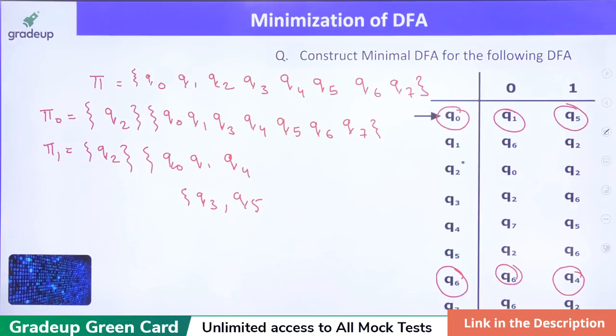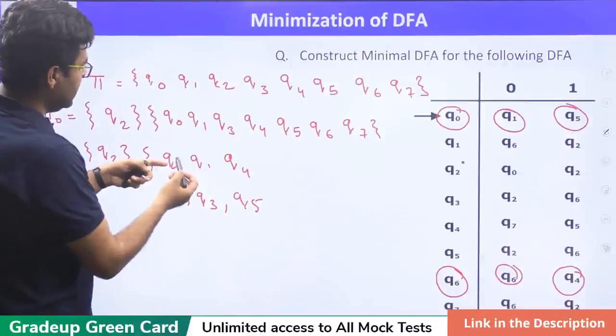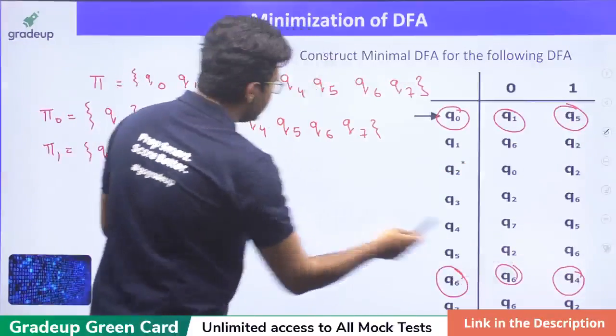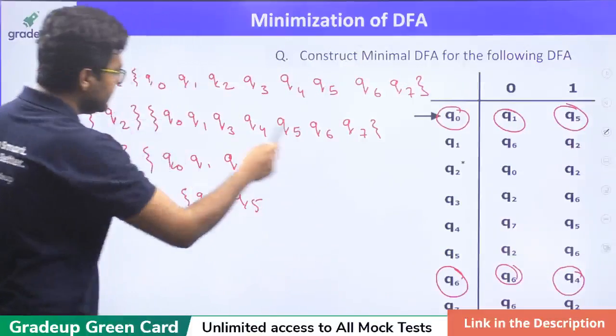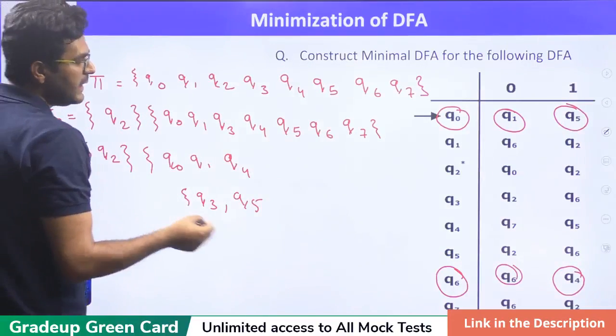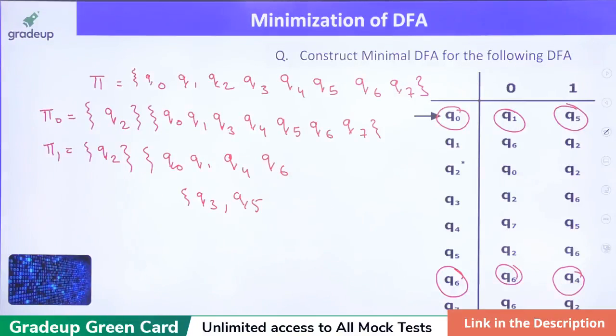So guys, what we can do, can we keep Q6 with Q0? Q1 and Q6 are in the same set, yes, it's true. And Q5 and Q4 are in the same set, so it's again true. So we can keep Q6 over here.